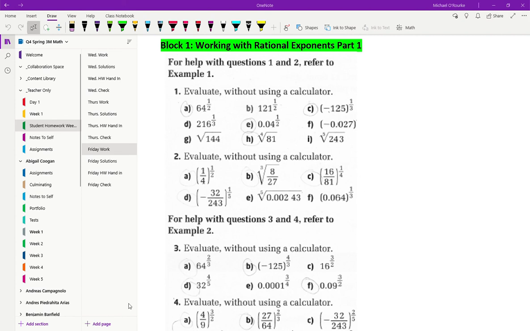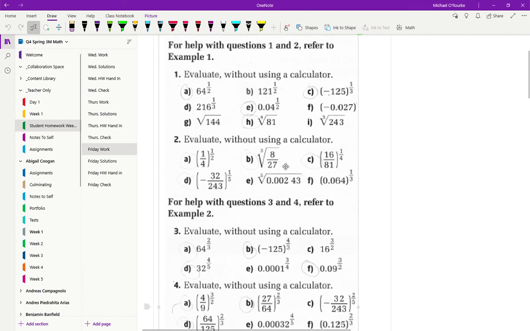Now if we're working on the dreaded machine here, can I even do it on here? This would be 64 to the power. Where's my to the power? Here's my to the power. Then I would need to put in a bracket 1 divided by 2, close my bracket, and then press equals. Okay. See how cumbersome that is compared to a nice scientific calculator? So we know how to do that. You guys can do this.